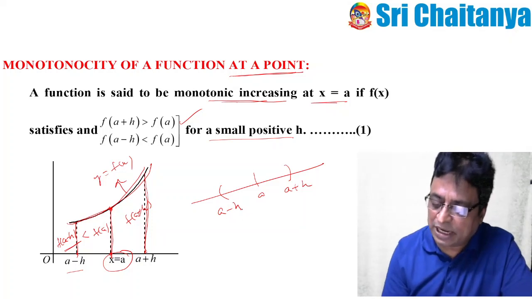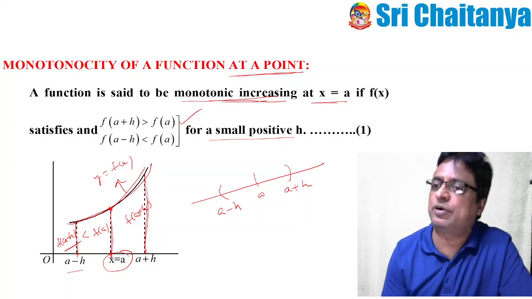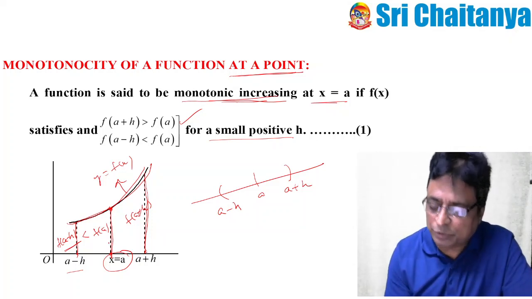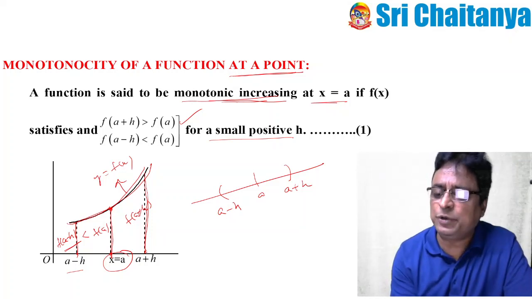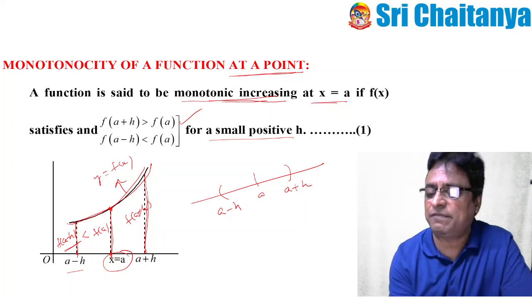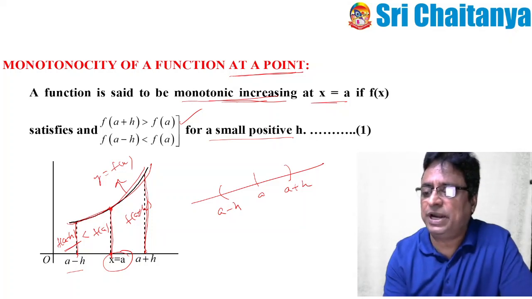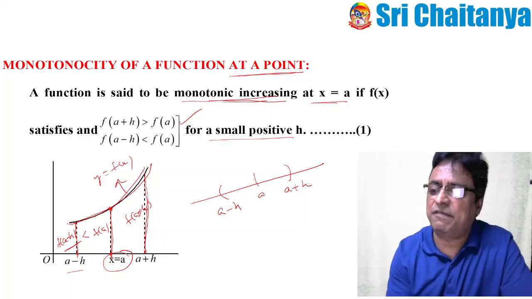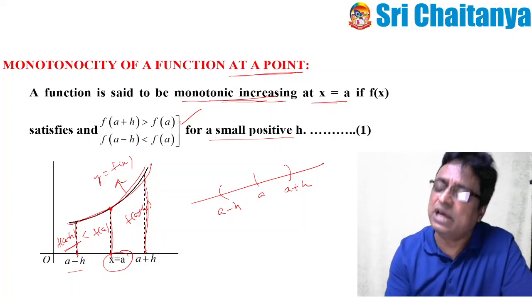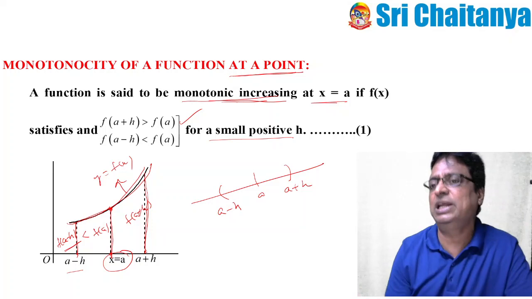See my friend, first I am concentrating on monotonically increasing. This is the definition for monotonically increasing. So whenever they ask about monotonically increasing at a point, you take a small neighborhood of that point, and to the left of a you find the functional values of f, and to the right of a you find all the functional values of f. If you get the relation f of a minus h less than f of a less than f of a plus h, simply you can say that your function is monotonically increasing.